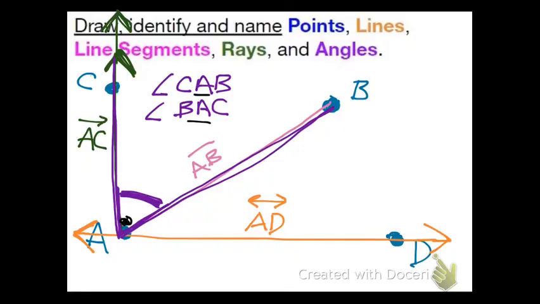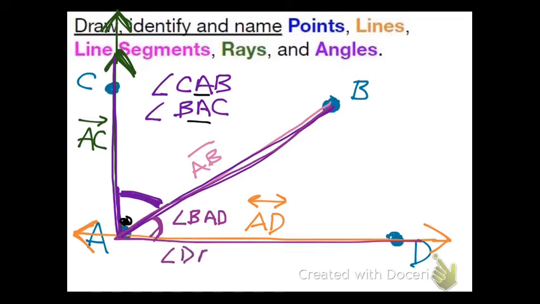There is another angle on this screen. Do you see it? The other angle on this screen, of course, is here. That's another angle. And I would label that one B, A again, D, because the vertex is at A once again. So BAD is that angle. Or for all of you kids that remember how to dab, that's a DAB.